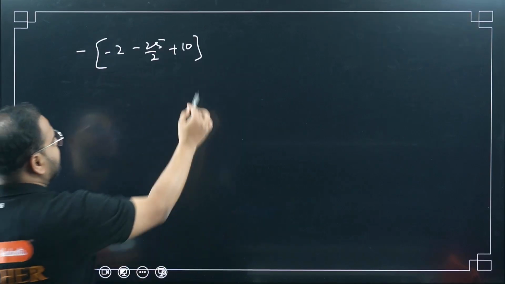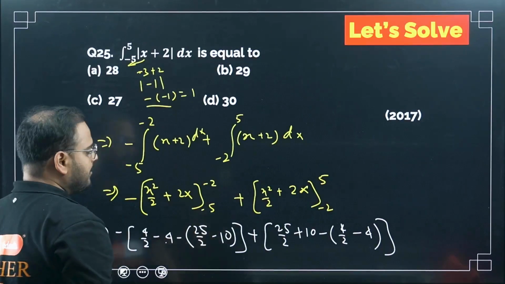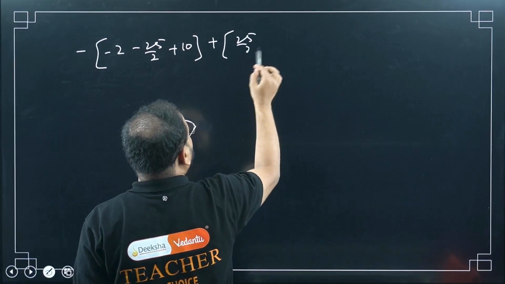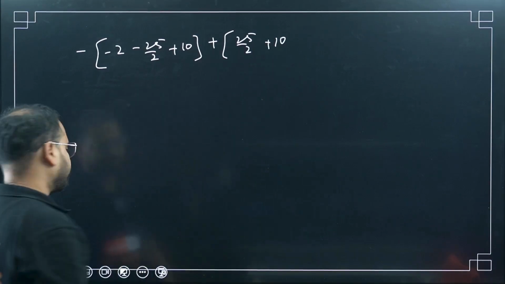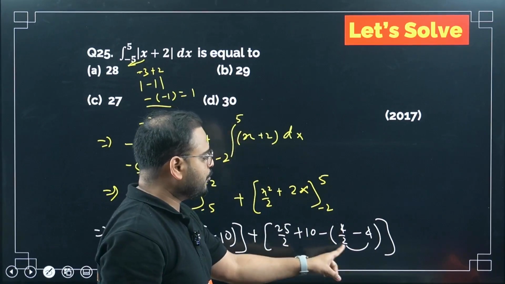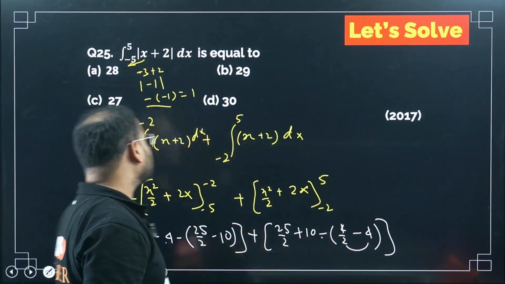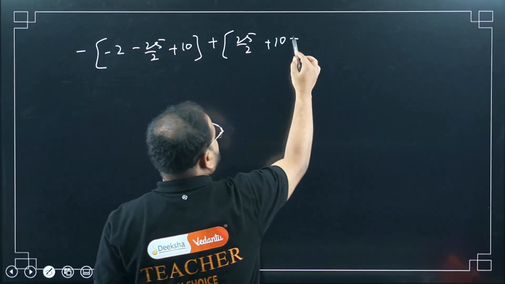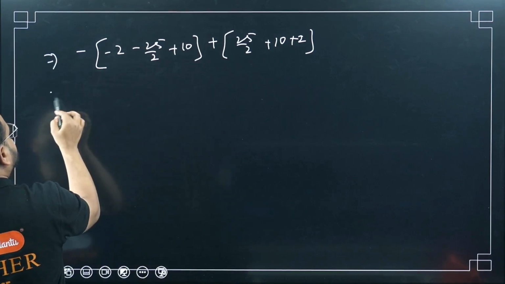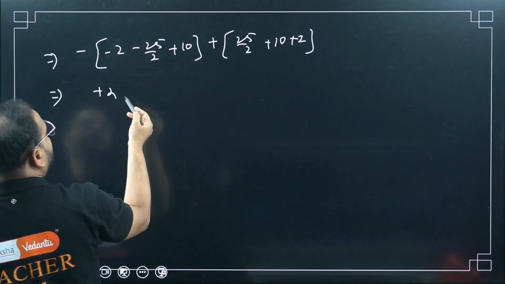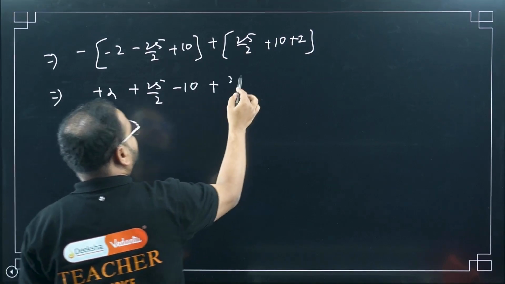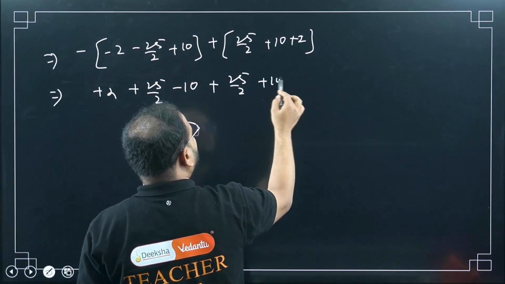Alright. Now the plus sign will come. What about this other bracket? 25 by 2 and 10 will remain as it is. So let's write it like this. 25 by 2 and plus 10 will remain as it is. How much is that? This is 2 minus 2 again. So 2 minus 2 is minus 2. This minus sign over here means plus 2. Now please use this negative sign. What am I going to get? Plus 2 plus 25 by 2 minus 10 plus 25 by 2 plus 10 plus 2.